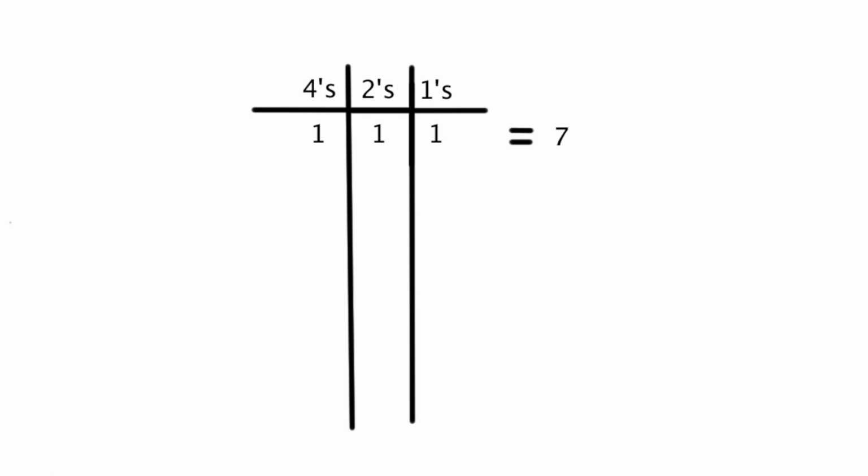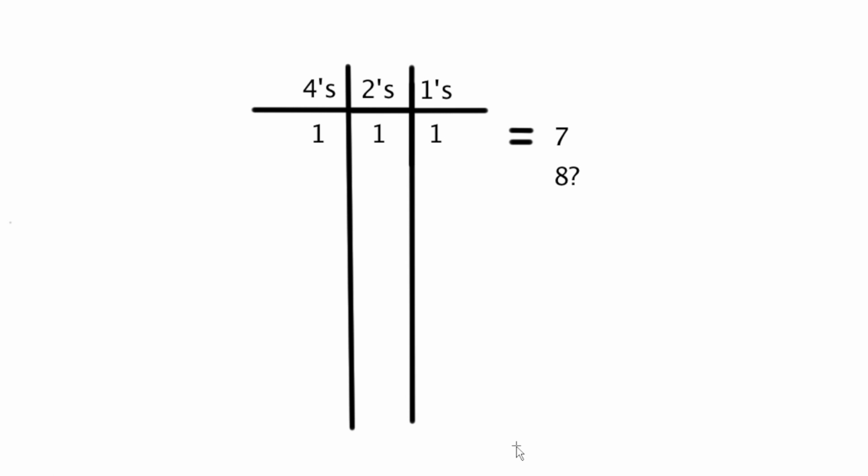Okay, so we're up to writing 7 in binary. 111 in binary, 1 group of 4 plus 1 group of 2 plus 1 group of 1 is equal to 7. And as you can see, we have a 1 in each column now, so 7 is the maximum number that we can write using 3 spaces or 3 columns in binary.